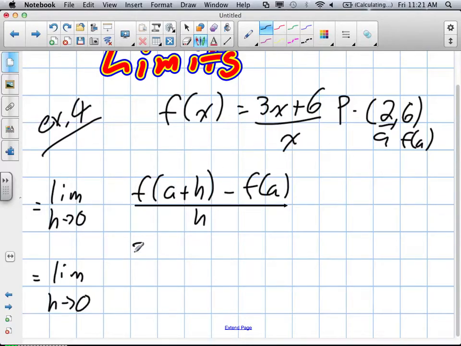So we get 3 times 2 plus h. Oh, I apologize, I've written this wrong. Here we go. Okay, our function f at 2 plus h minus, this just becomes 6. So we have that all out there.